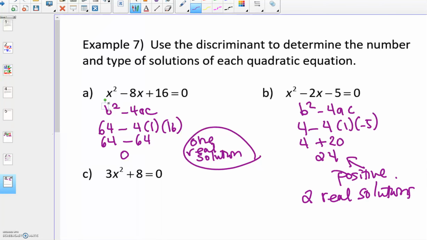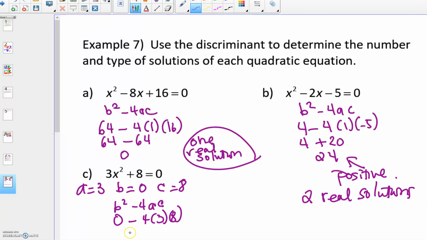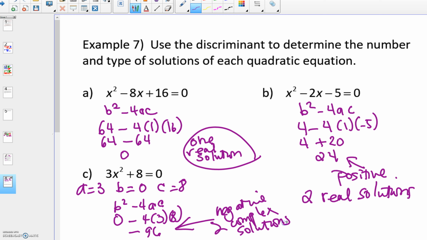And then 3x squared plus 8. And this one, a is 3, b is 0, and c is 8. So b squared minus 4ac is going to be 0 minus 4 times 3 times 8. So that's going to be a negative 12 times 8, 96. Because it is negative, we're going to have two complex solutions, not real.